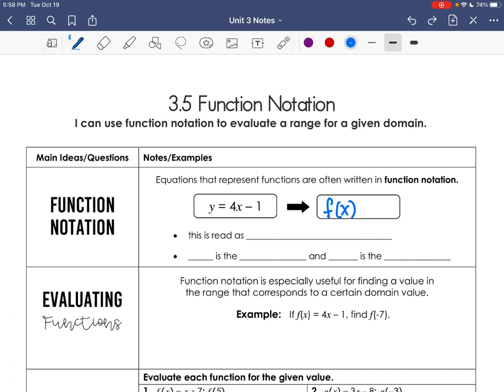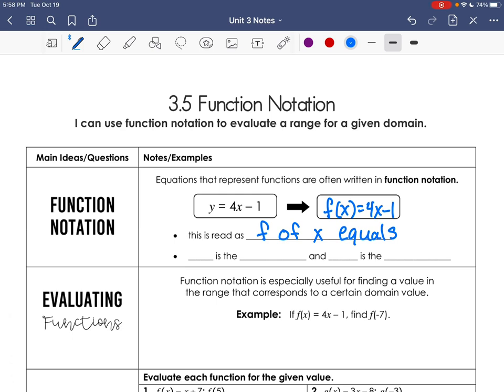So everything else in the problem stays the same. You are switching out y for notation that says f of x and then equals. So instead of y equals, you're saying f of x equals. And then the rest of the equation is just 4x minus 1.